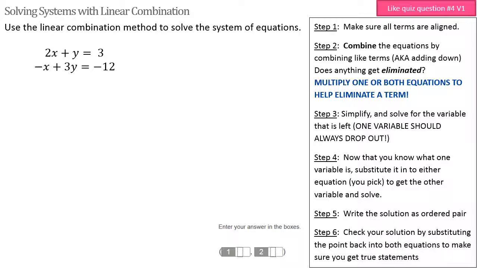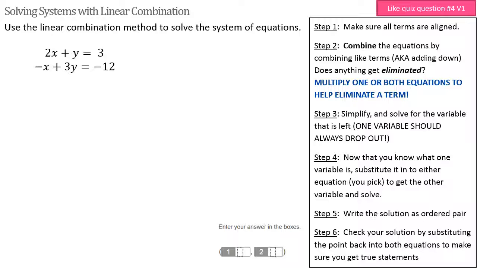Let's go ahead and look at like quiz question number 4. We're going to look at 2 different versions of like quiz question number 4. So the first one we have 2x plus y is equal to 3. And then the second one we have negative x plus 3y is equal to negative 12. First thing we want to do, make sure all terms are aligned. So all the x's are lined up, y's are lined up, equals our constants. So we are good to go on that.